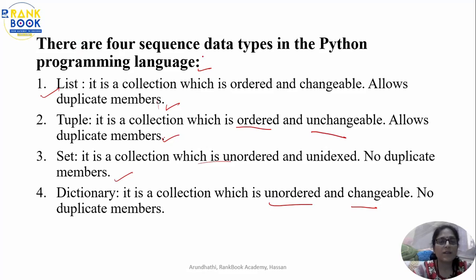There are 4 collection data types in Python programming language: list, tuple, set, dictionary. A list is a collection which is ordered and changeable. A tuple is a collection which is ordered and unchangeable. A set is a collection which is unordered and unindexed. A dictionary is a collection which is unordered and changeable, with some having duplicate members and some not.